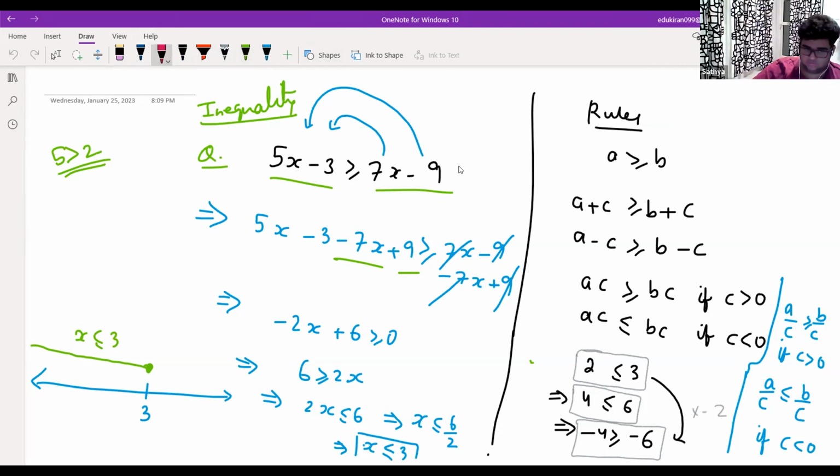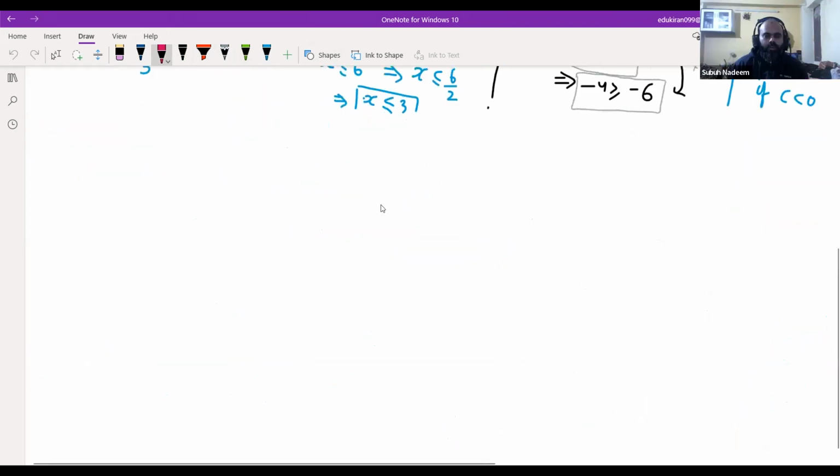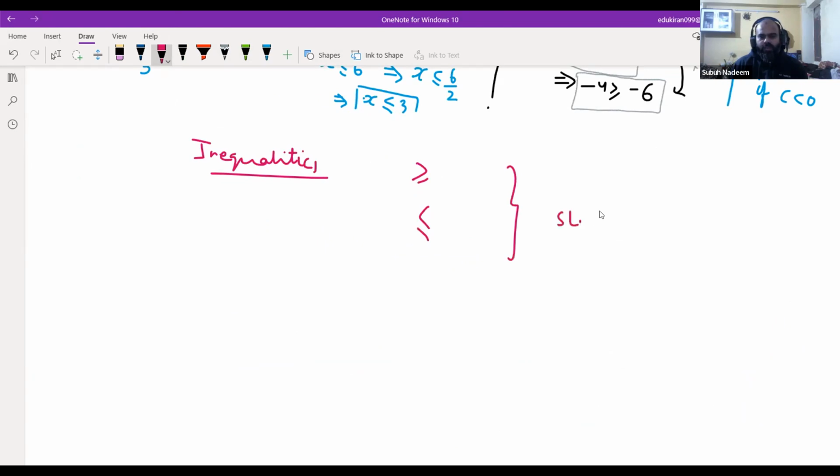Your answer. Okay. So inequalities are basically greater than equal to or less than equal to. These two inequalities are called slack inequality. Another is greater than only, less than only, not equal to. These are called strict inequality.